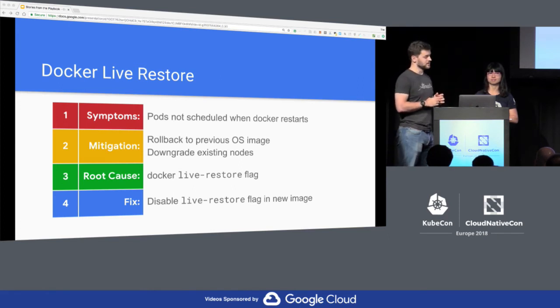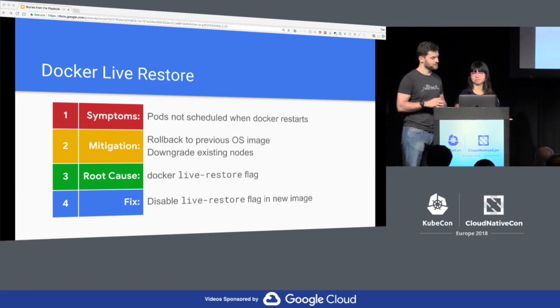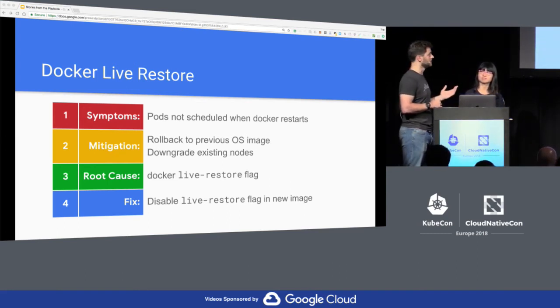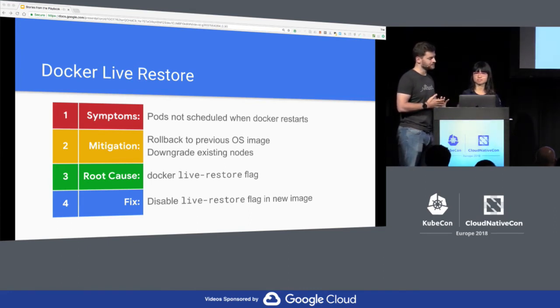And that's when we start looking for a root cause. So we knew it was something to do with the new OS image. So we were able to essentially diff the configurations between the old one and the new one. And that's where we see the Docker live restore flag come into play. So then we're pretty suspicious of the live restore flag. So we roll out a new image with that disabled, and everything seems to be fine again.